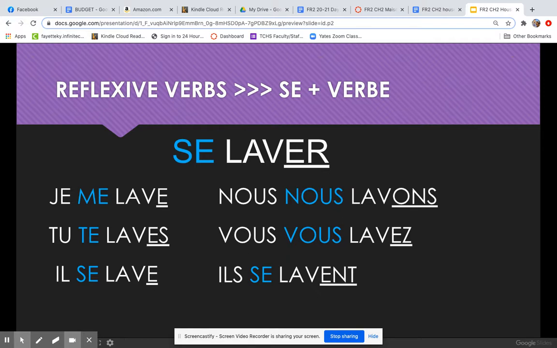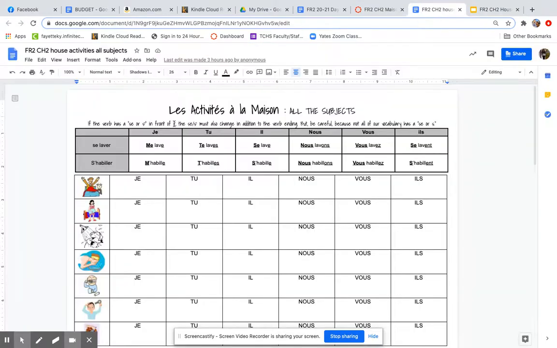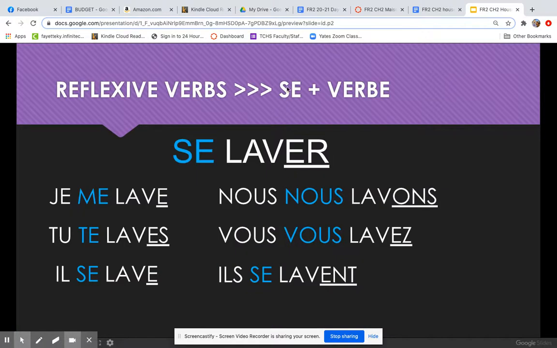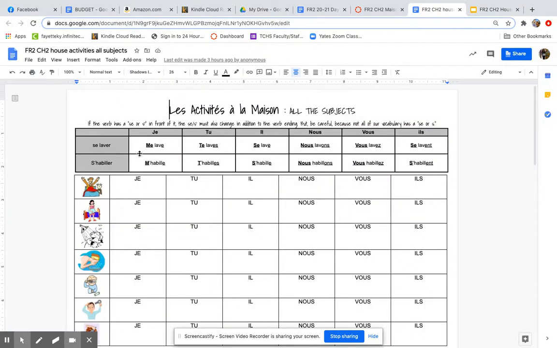And then for ils and elles, for they, that se stays the same, and then our er ending becomes ent. So we have ils se lavent. They wash themselves. So you already have this written on the top of your notes. This is kind of like your key to look back on. Let's look back at your notes. If you happen to have a se before a vowel or a vowel sound, like in s'habiller, you follow the same thing, and that me is actually m apostrophe, te is t apostrophe.